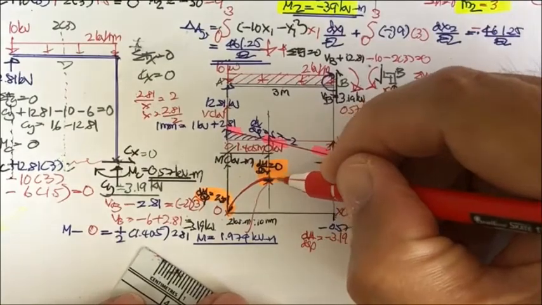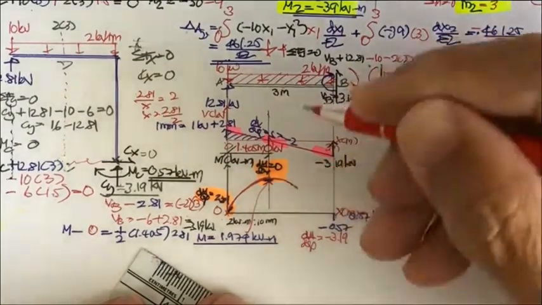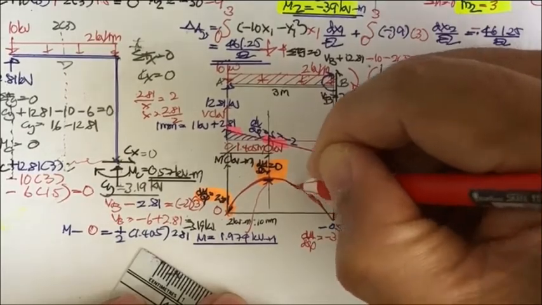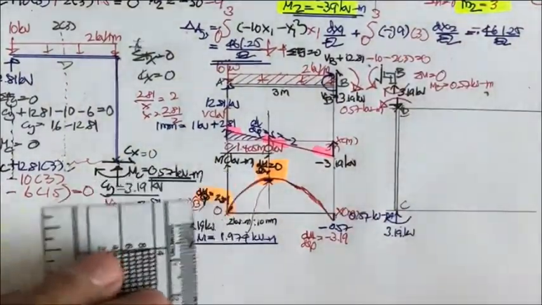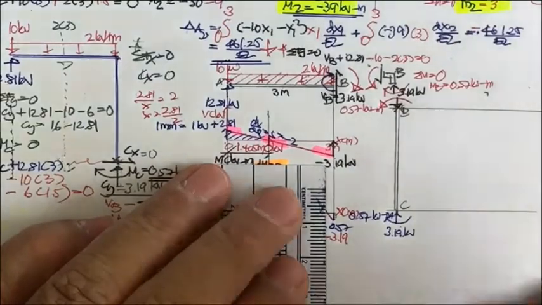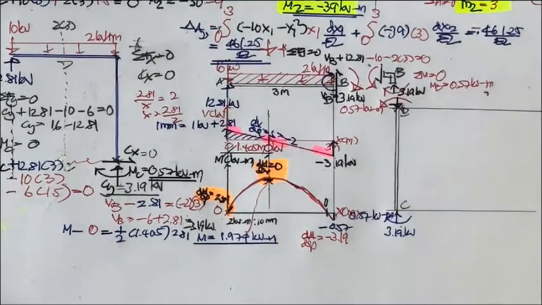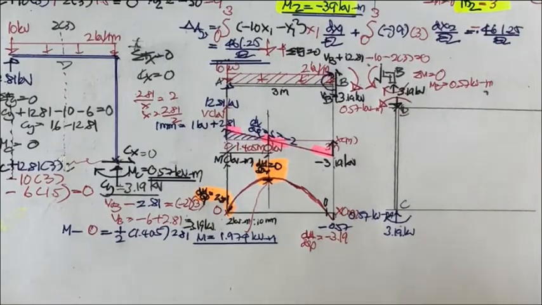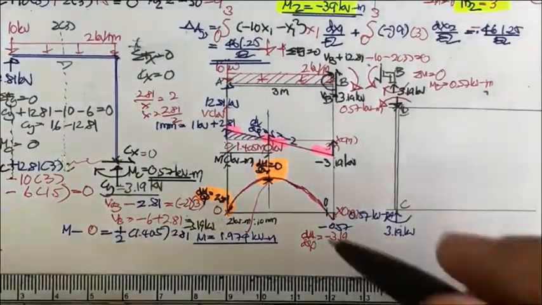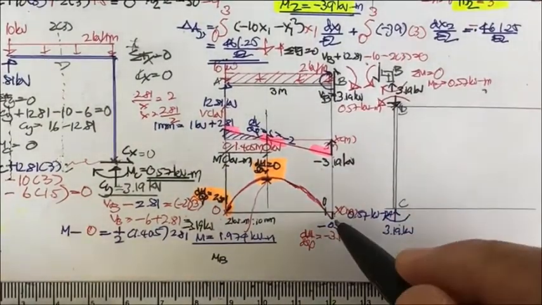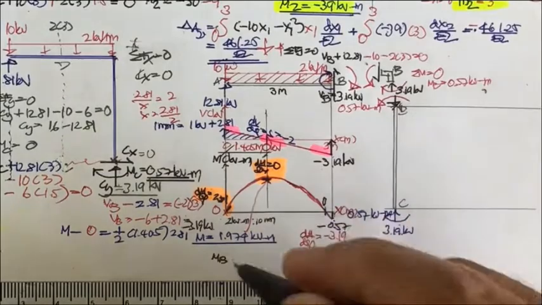Then the curve is going to be down, back, and here. Okay, and what we have is that this one is the point of zero moment, and it's going to be the inflection point, right? It's going to be the inflection point.